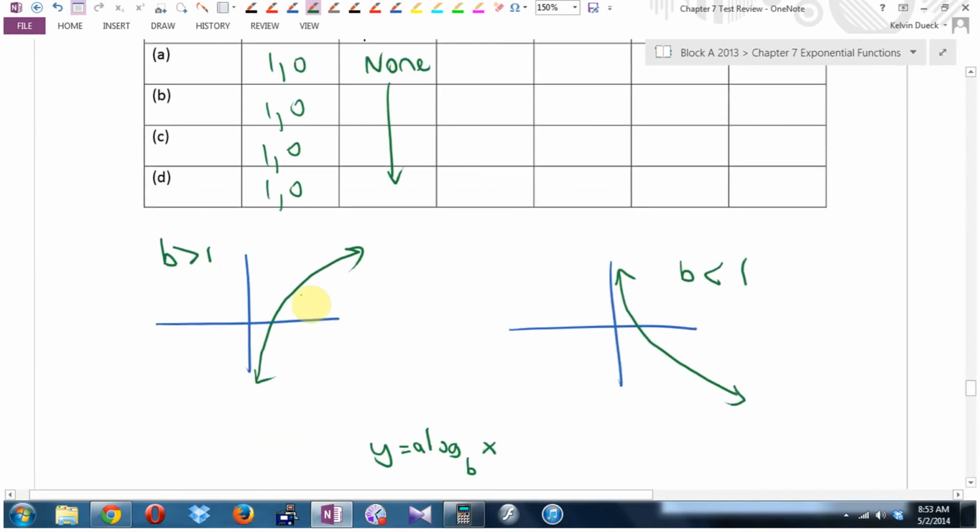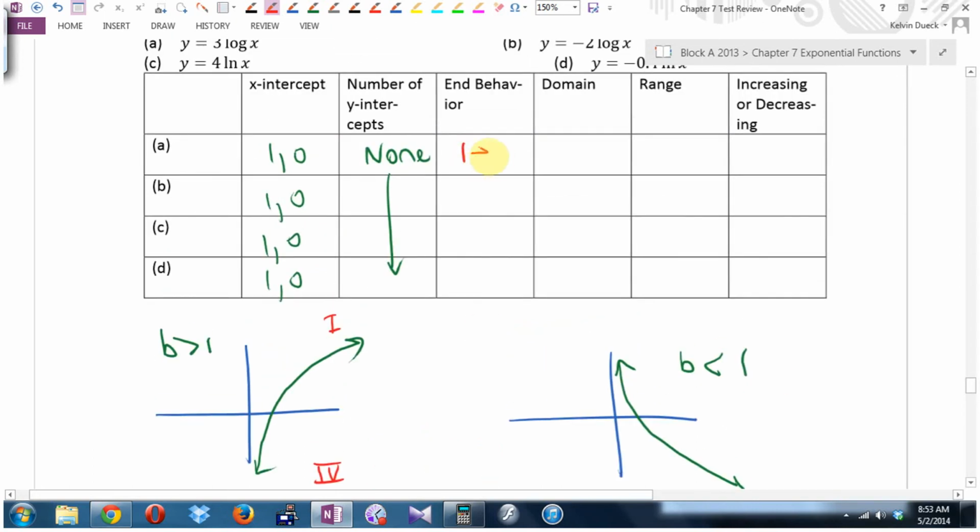End behavior. These all go from quadrant 4 to quadrant 1, or from quadrant 1 to quadrant 4. So all of these go from 1 to 4, or from 4 to 1.